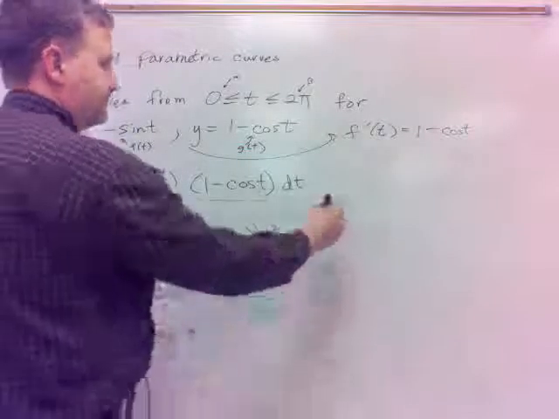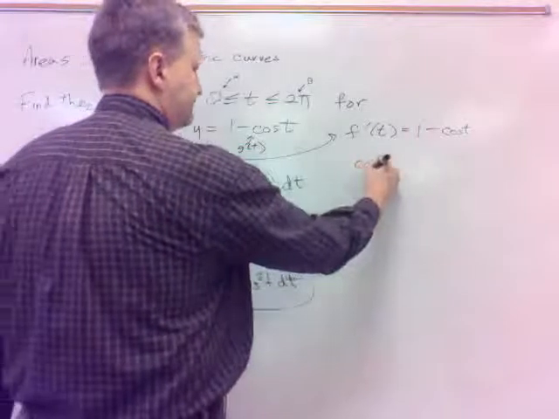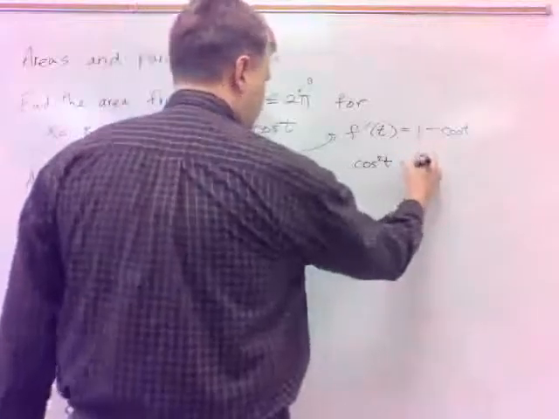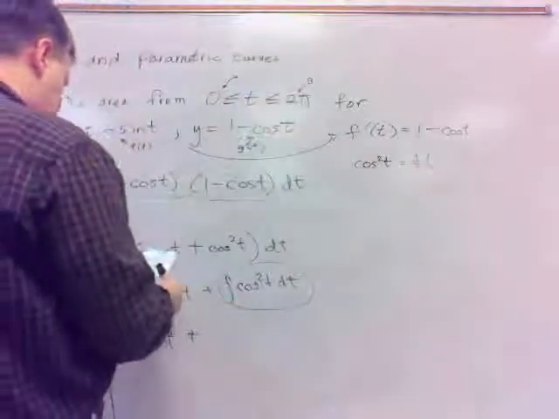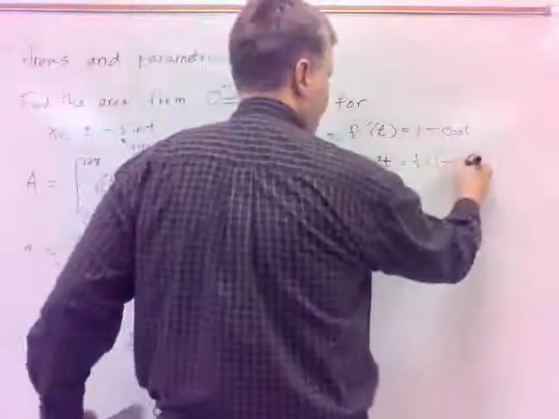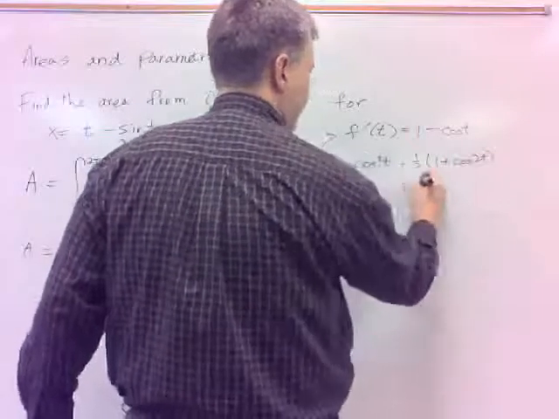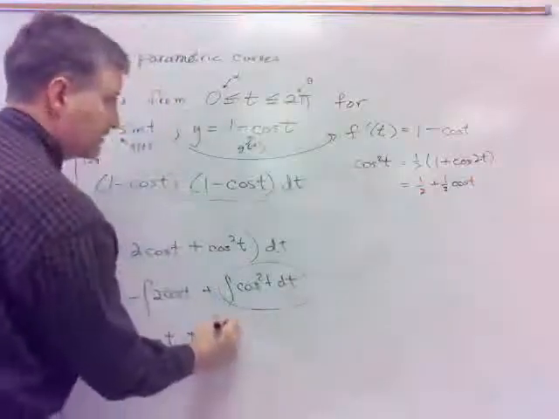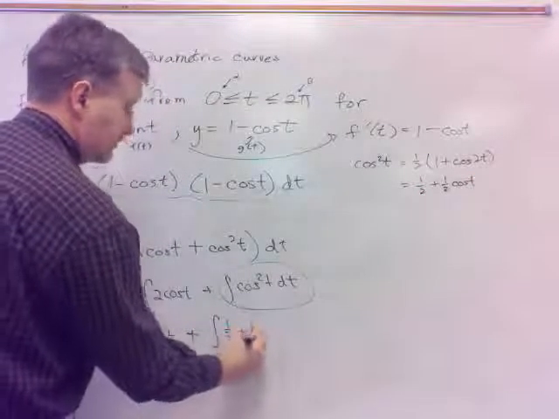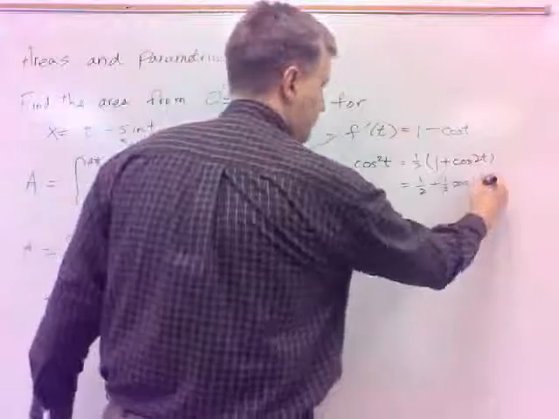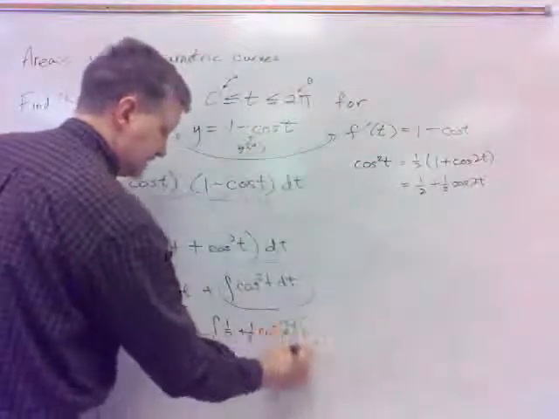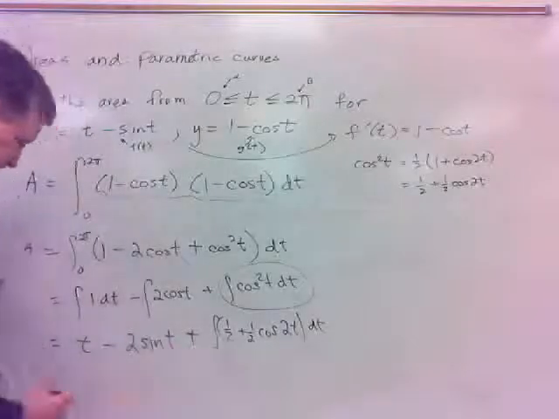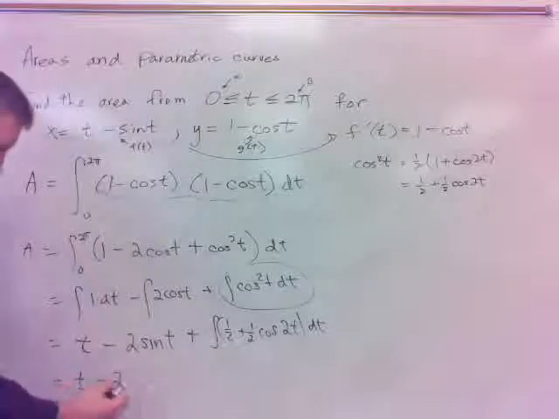identity. For cosine squared t, remember the double angle says that is, well, it's 1/2 times, we usually wrote it 1 plus cosine 2t, or 1/2 plus 1/2 cosine 2t. So we're going to do the integral of 1/2 plus 1/2 cosine 2t dt. Which that antiderivative is easy. 1/2, the antiderivative is 1/2 t.